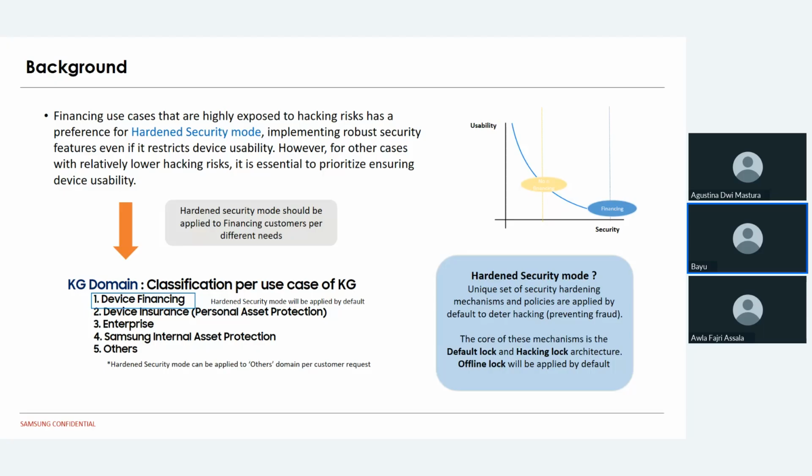So the hardened security mode will now be applied by default to all financing customers, because this mode is a unique set of mechanisms and policies specifically designed to deter hacking and prevent fraud. While for other domains like enterprise or insurance, this mode can be applied upon specific customer request.